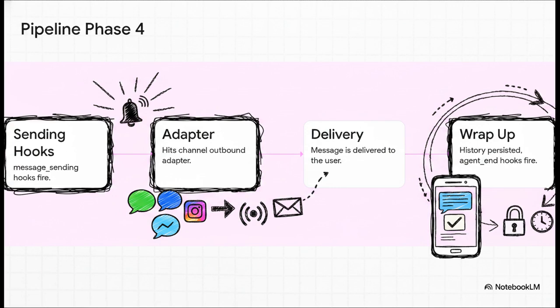Finally, we reach the right side of our whiteboard. The completed response flows out, triggering the message-sending hooks. It hits the specific channel outbound adapter, turning it back into that WhatsApp format, for example, and gets delivered straight to the user. The pipeline wraps up the whole job by persisting the new session history and firing the final end of agent hooks. It really is just a flawlessly choreographed dance.